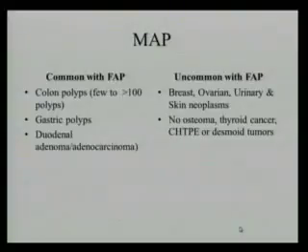It has colon polyps. Gastric polyps are present. They can develop duodenal adenoma or adenocarcinoma. It's different from familial adenomatous polyposis in that they can develop some other extracolonic tumors like breast, ovary, urinary, and skin. Though it's also different, they cannot develop osteoma, thyroid cancer, CHRPE lesion, or desmoid tumors.